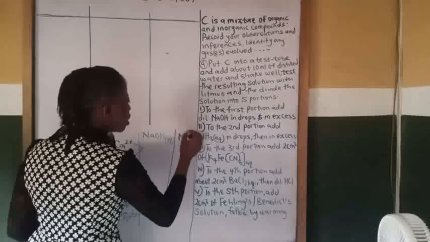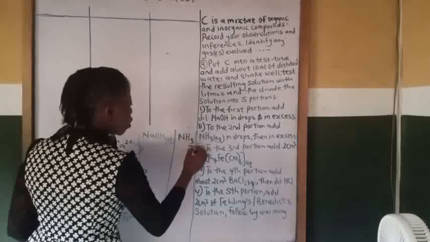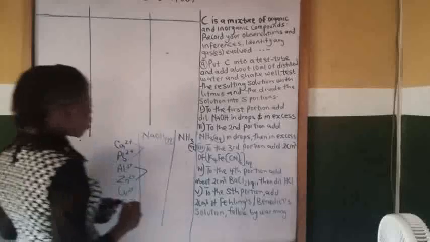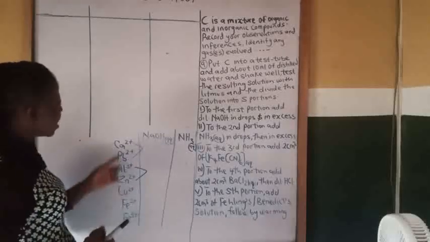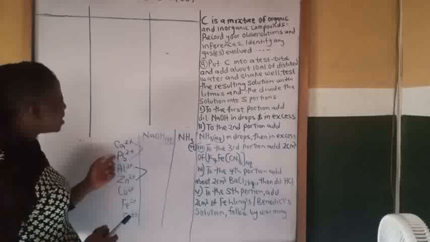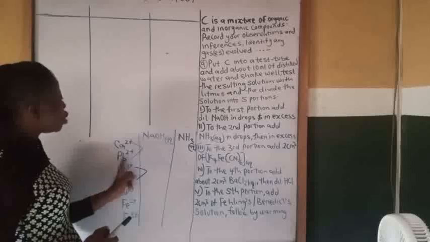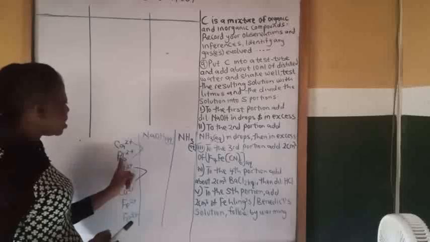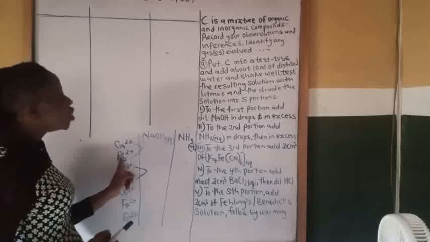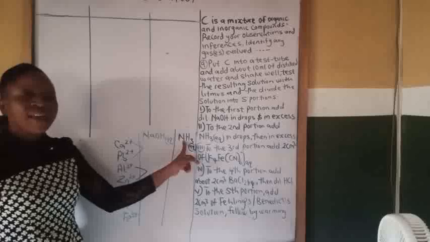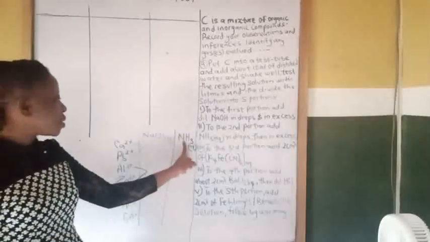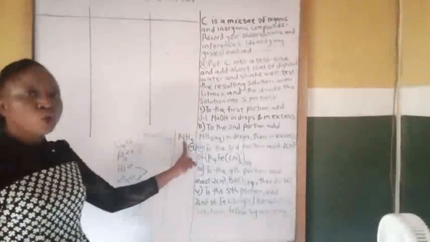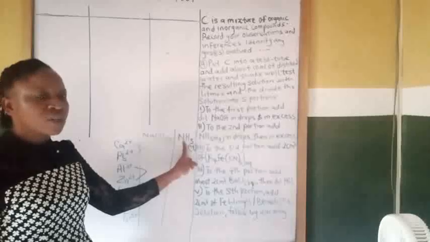Aqueous ammonia, or dilute ammonia, is used for the confirmatory test. Don't forget that the two will give you a white precipitate. Then when you add aqueous ammonia to lead, it will remain insoluble in excess aqueous ammonia.